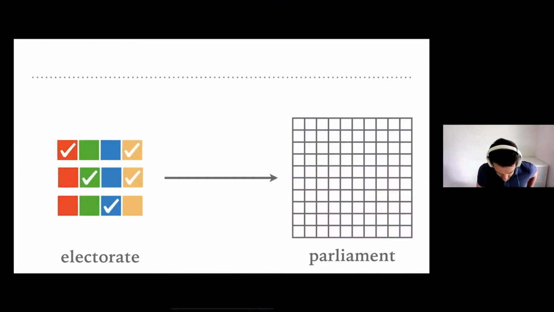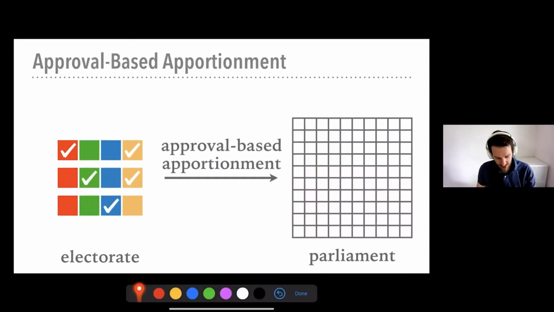So the setting that we are looking at, we call it approval-based apportionment, right? So again, what does it mean? The input, we have a finite set of voters, we have a finite set of parties. Each voter gives us a subset of the parties, an approval set over parties. And we also have as an input a number of seats. And based on this input, we want to decide how many seats each of the parties gets.